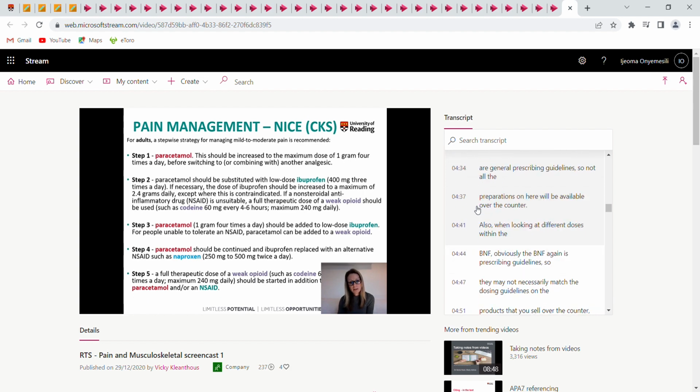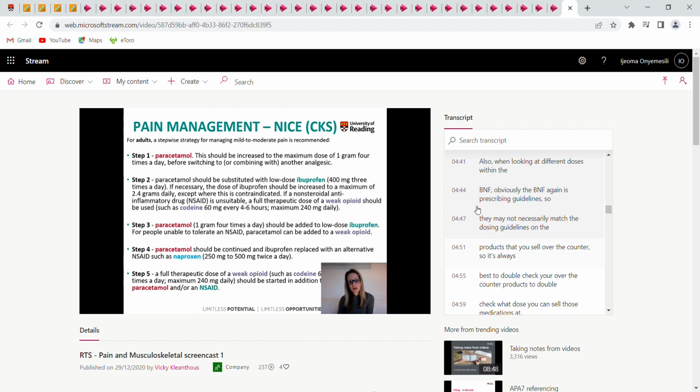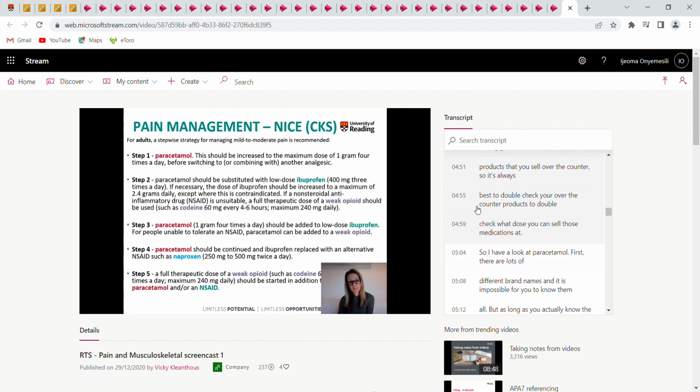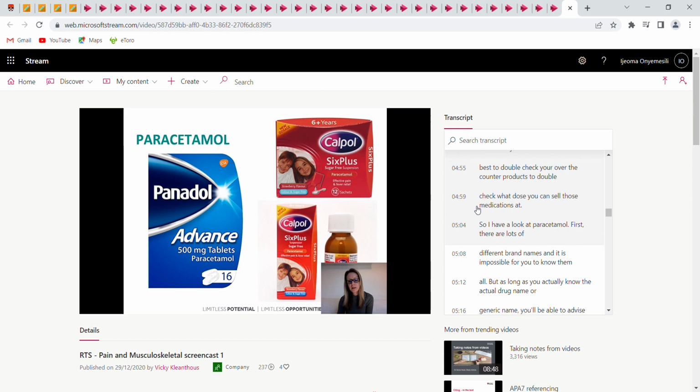Also, when looking at different doses within the BNF, obviously the BNF again is prescribing guidelines, so they may not necessarily match the dosing guidelines on the products that you sell over the counter. So it's always best to double check your over the counter products, to double check what dose you can sell those medications at. So we'll have a look at our paracetamol first. There are lots of different brand names and it is impossible for you to know them all. As long as you actually know the actual drug name or generic name, you'll be able to advise your patients on the preparations that are stocked within your pharmacy.